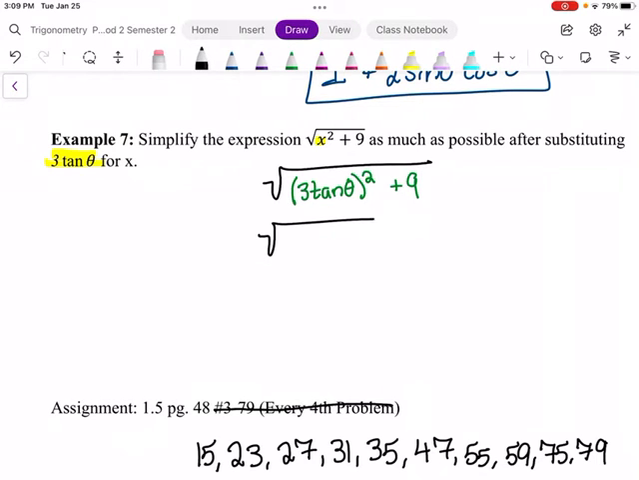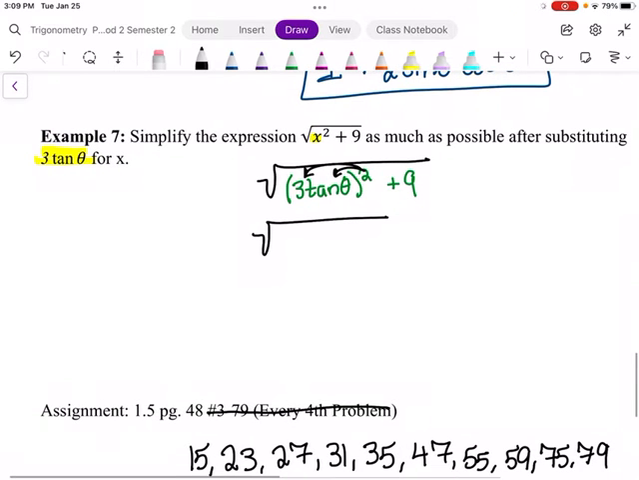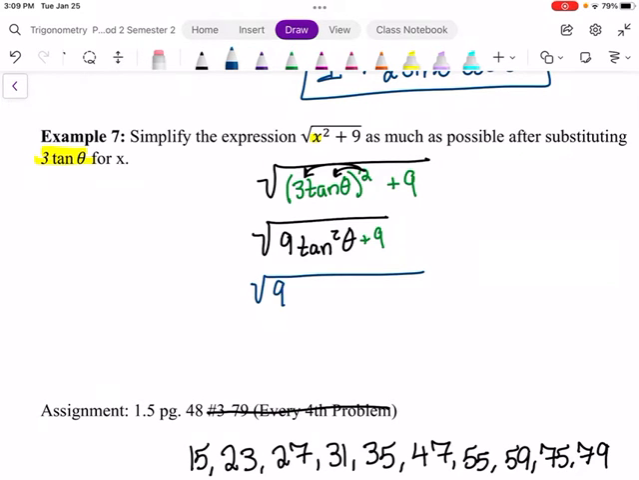When you have something in parentheses, that means you have to square both parts. So we're going to have 3 squared, which is 9, and then we're going to have tangent squared theta. And don't forget, we still have that plus 9 at the end. So if you look at this, you'll notice we'll be able to factor out a 9, and we'll have tangent squared theta plus 1.